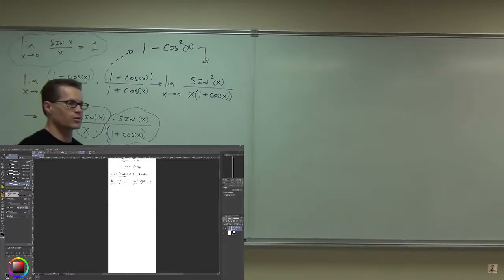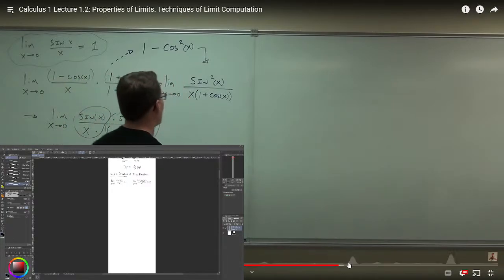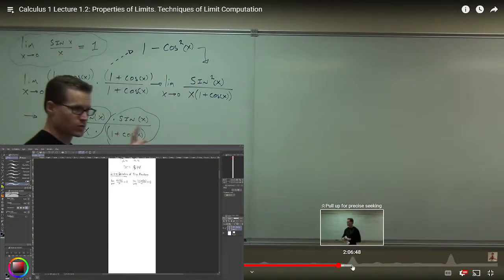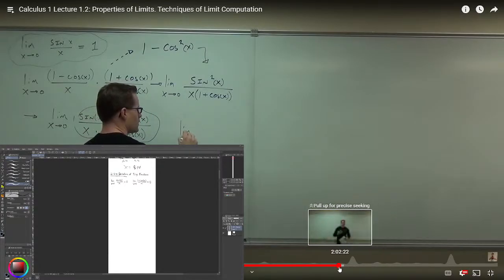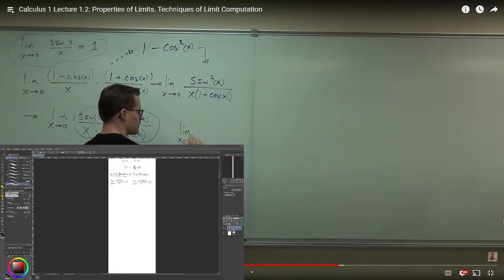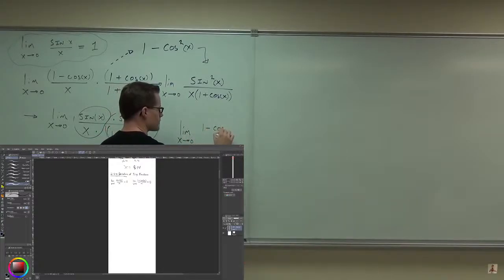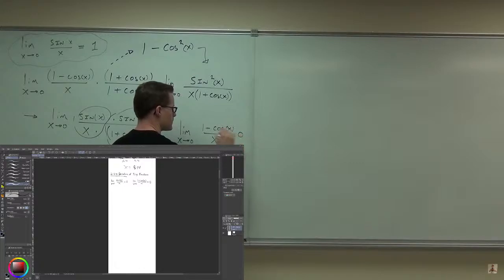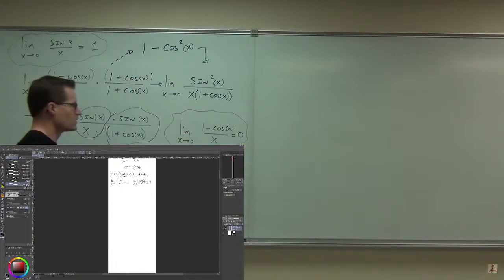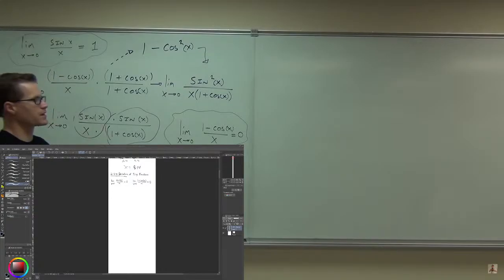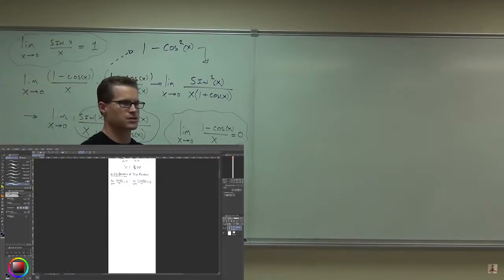What that says to us is we've just proved something else. We now have this identity. The first one we did, number 1. This is the second one. The limit as x approaches 0 of 1 minus cosine x over x is 0. Interesting.